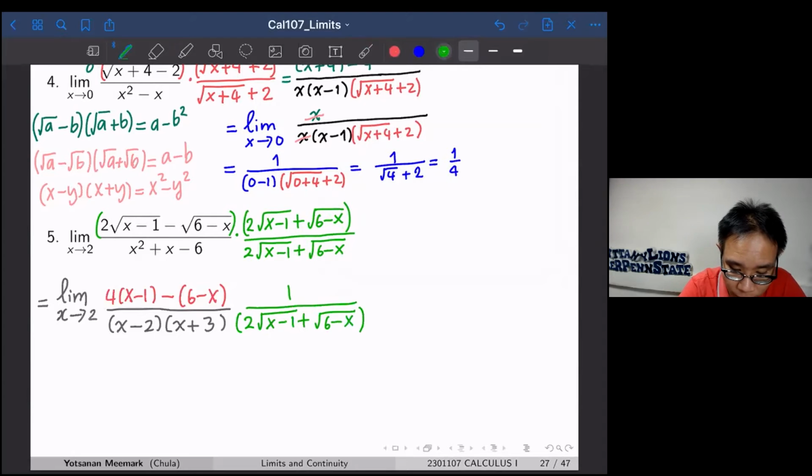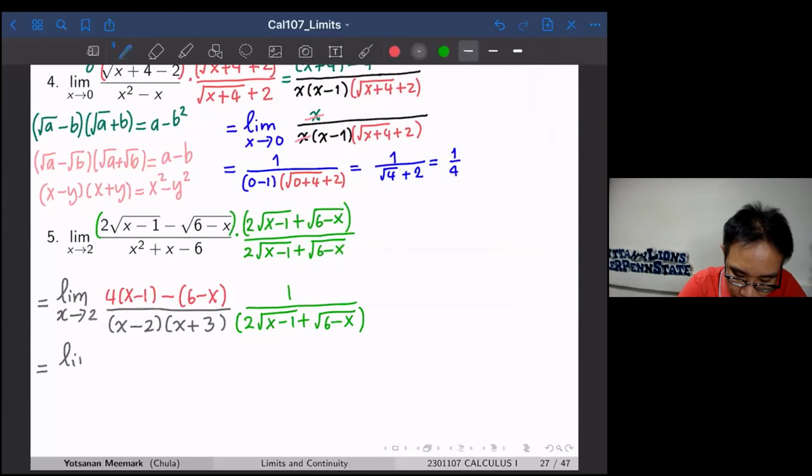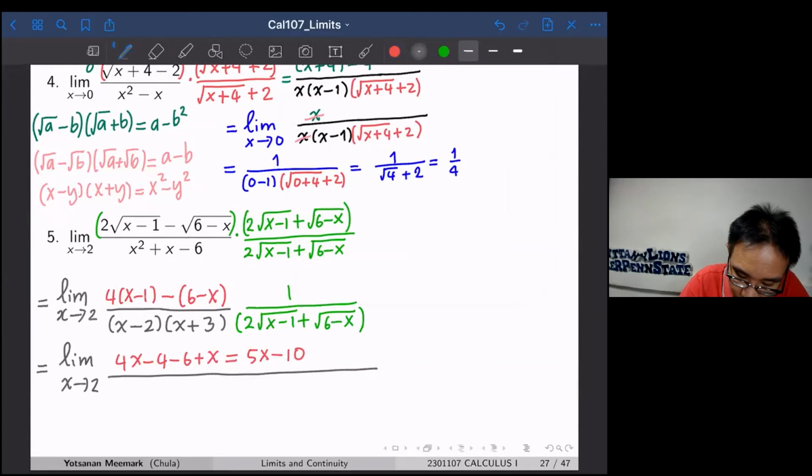Before we have 0 over 0. Now, what do we have? Now we have limit x go to 2, and the red guy turned out to be 4x minus 4 minus 6 minus x, and this one becomes 3x minus x plus x, sorry, so it's gonna be 5x minus 10, and you have this one on the bottom.